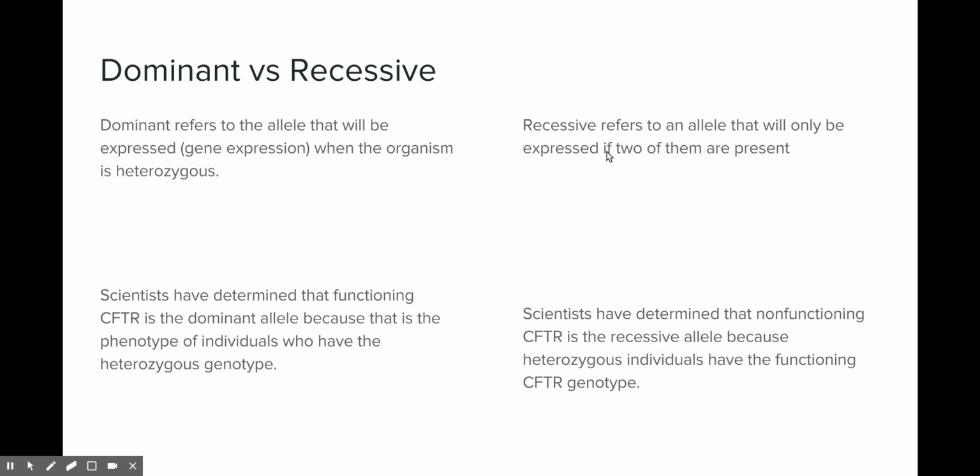So how does it relate to CFTR and cystic fibrosis? Scientists have determined that functioning CFTR is the dominant allele because that is the phenotype of someone who has the heterozygous genotype. Individuals who are big F, little f have functioning CFTR channel proteins. They do not have cystic fibrosis. Scientists have also determined that non-functioning CFTR is the recessive allele because the heterozygous individuals end up having the functioning CFTR genotype.